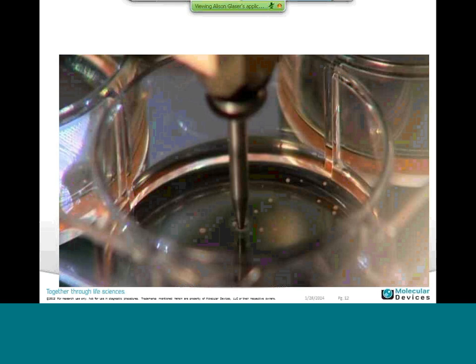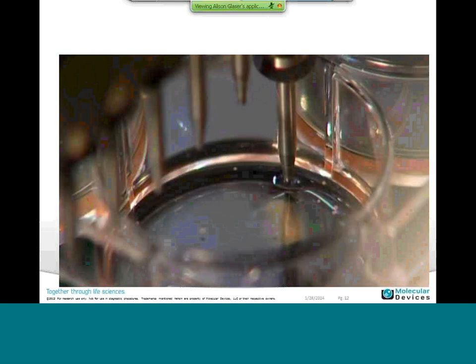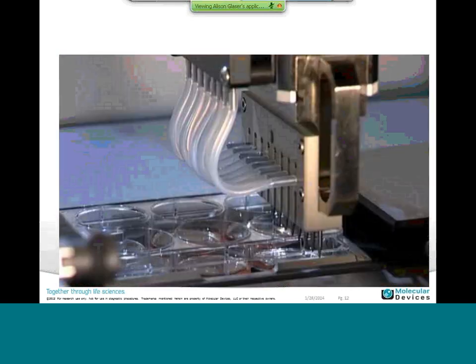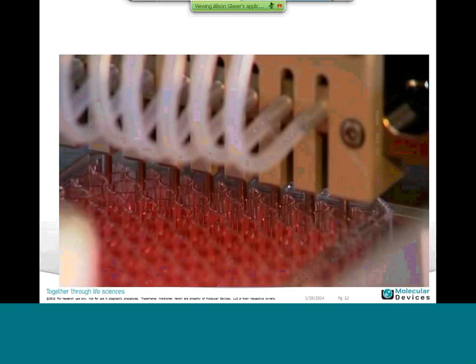Then the ClonePix proceeds to sterilize the pins and then independently fire and retract the pins as it gently collects the colony in the 6-well plate and then deposits it into 96-well plates of expansion media.